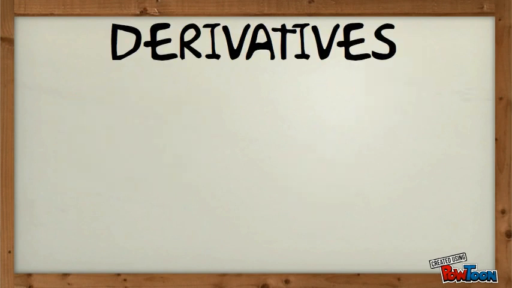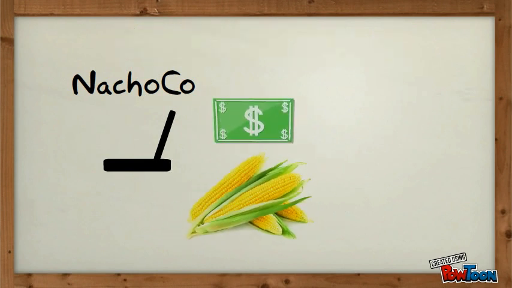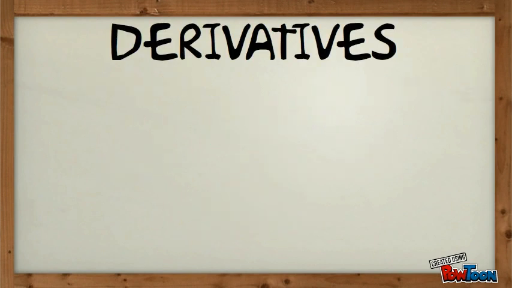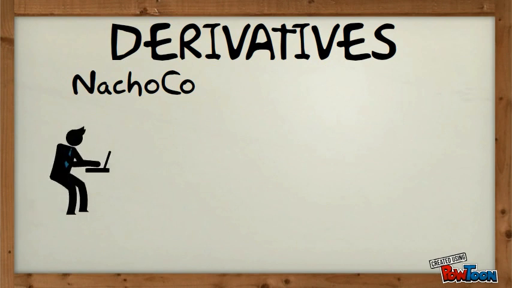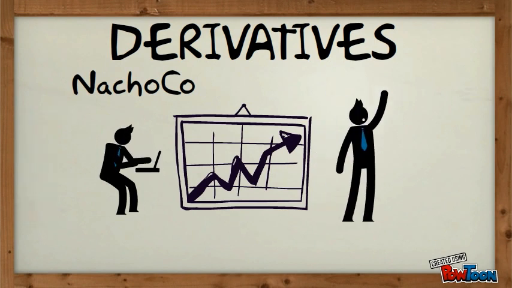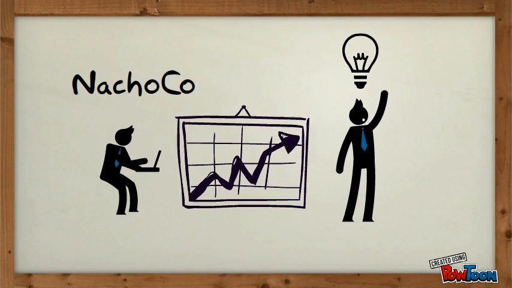The use of derivatives has been around for a long time, especially in the farming industry. For example, the Nacho company buys corn from Elote Loco company every year to produce its chips. The Nacho company perceives that there will be a fluctuation in the corn price during the coming season, which can affect its profits. So they decide to sign a derivative to hedge the possible risk concerning the corn's price.